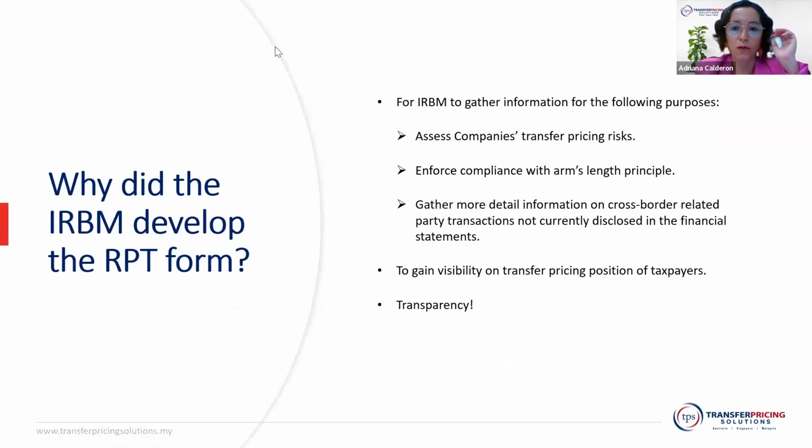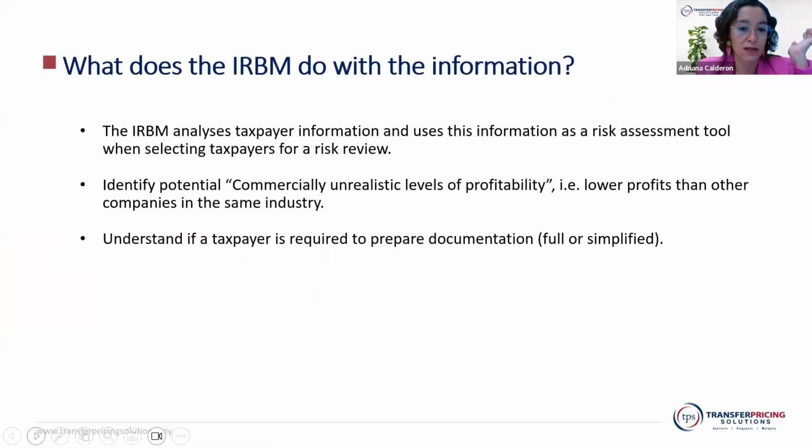So that's I guess the reason why tax authorities, and in this case the IRB, develop this form: as a way to assess which taxpayers have transfer pricing risks, whether they are complying and whether they can enforce compliance with the arm's length principle, and to obtain very granular details on cross-border transactions versus domestic, a level of detail that is not available in the financial statements, which will give visibility and transparency to be able to conduct audits.